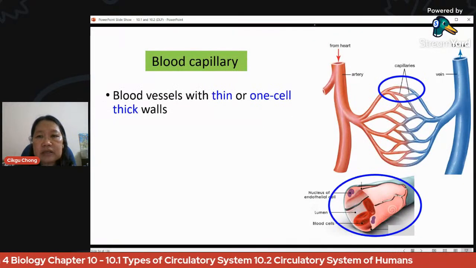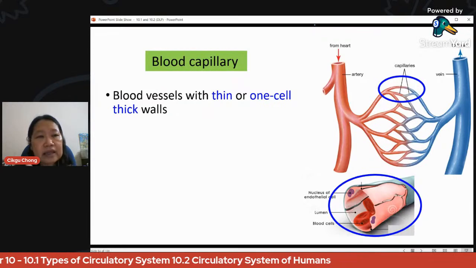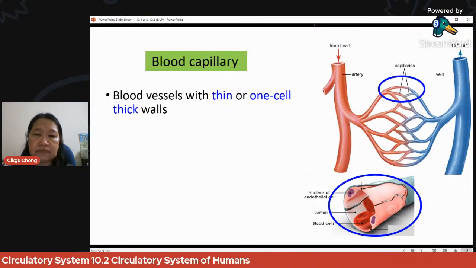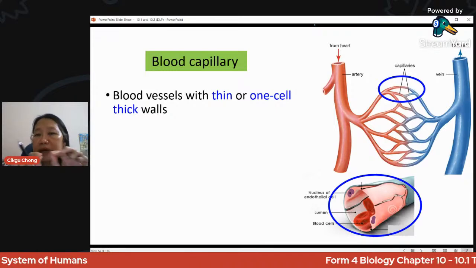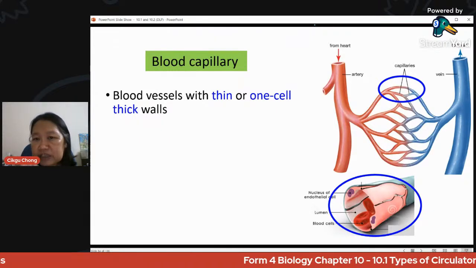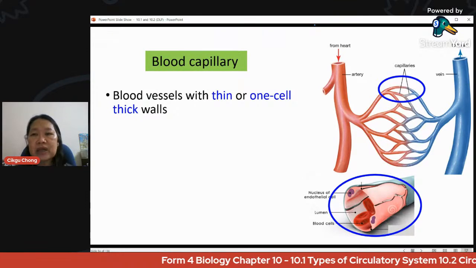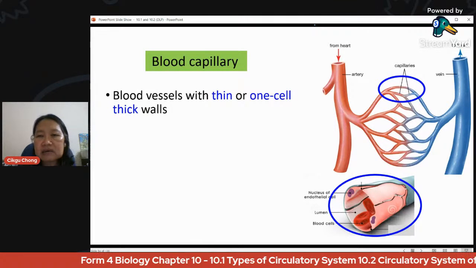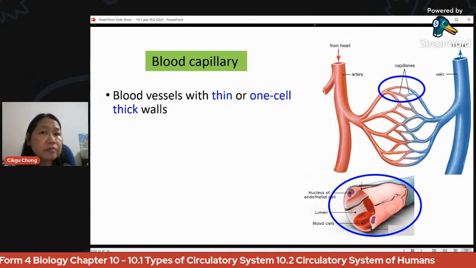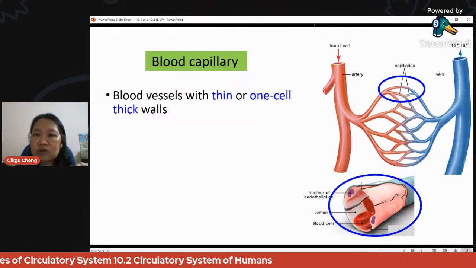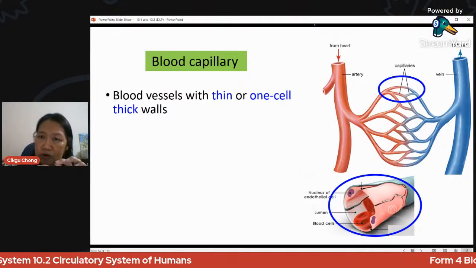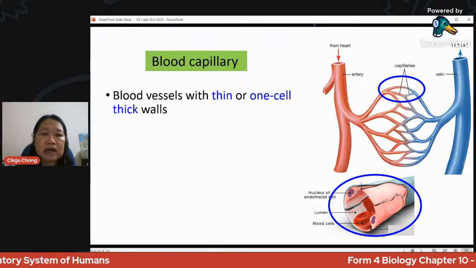So blood capillary, now so these are the blood capillaries and they are one cell thickness. The wall only has one layer of cell to make up the wall. So it's very, very tiny. The lumen is very, very small. It is so small, it allows a single file of red blood cells to pass through, not 2 by 2 or 3 by 3. All the blood cells go single file because the vessels are so small. Capillaries are very, very minute.